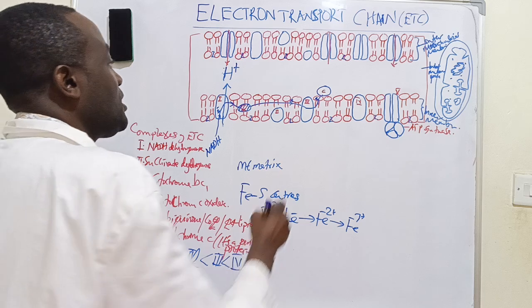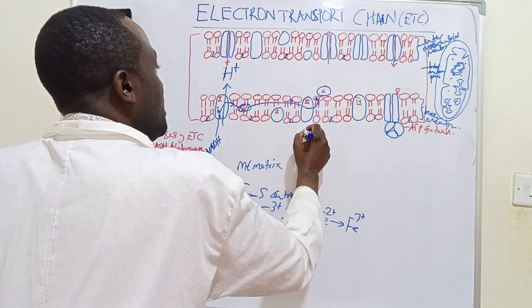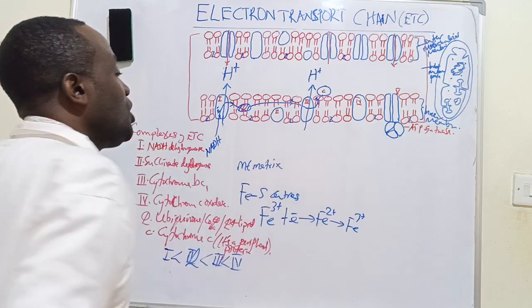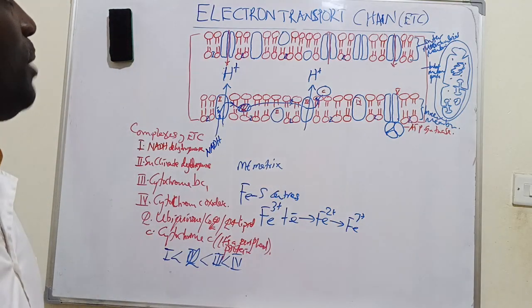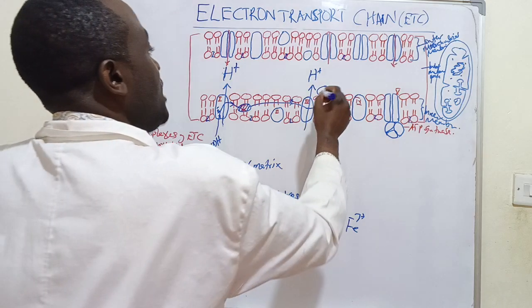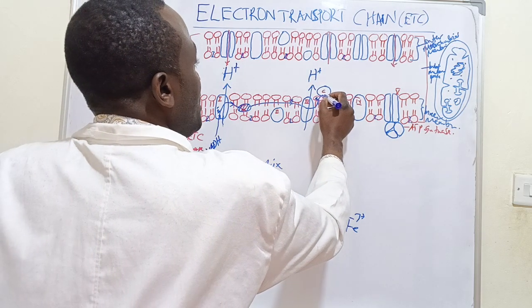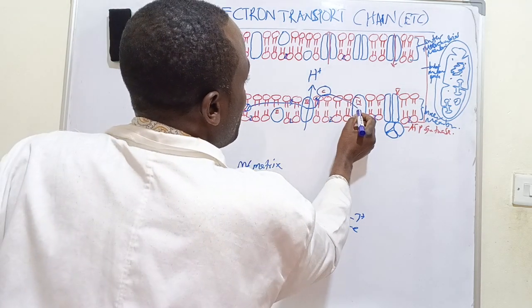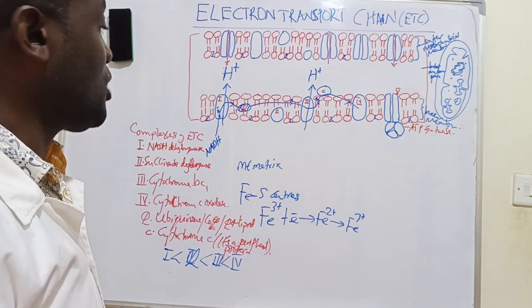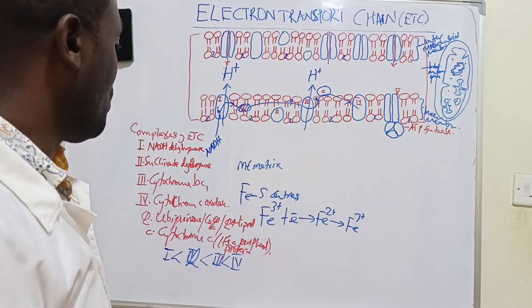Now, as it is reducing cytochrome C, the electron loses free energy, and this free energy is coupled to pumping of protons to the intermembrane space. Why pumping? We have more protons here. So cytochrome C reduces complex 4. In other words, cytochrome C is oxidized by complex 4. That's why we call it cytochrome C oxidase.